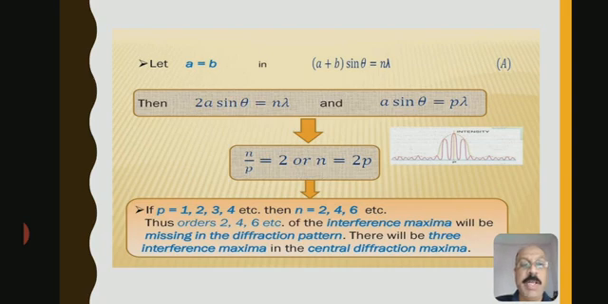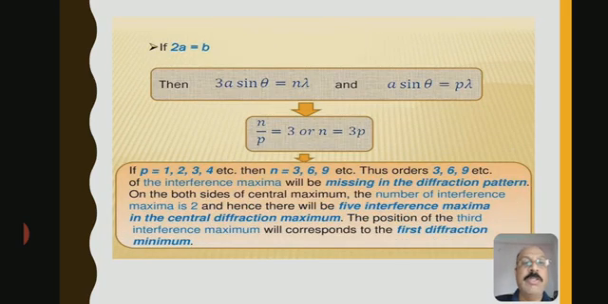There will be 3 interference maxima in the central diffraction maximum. So if 2a is equal to b, then 3a sin theta is equal to n lambda, a sin theta is equal to p lambda. Once again n by p is equal to 3 or n is equal to 3p.